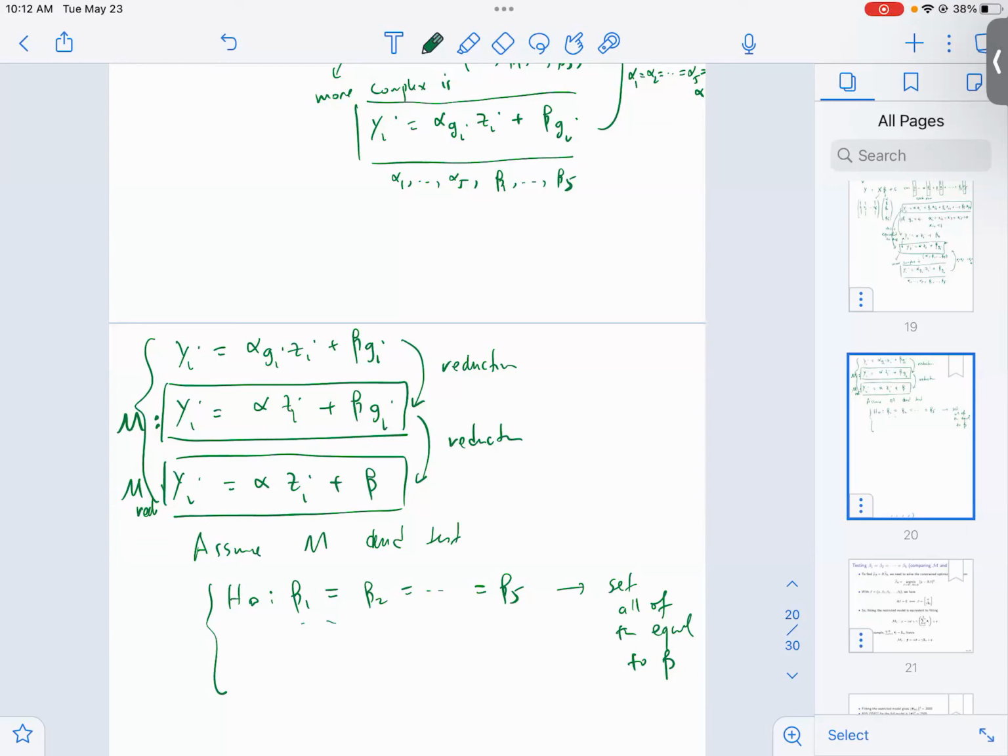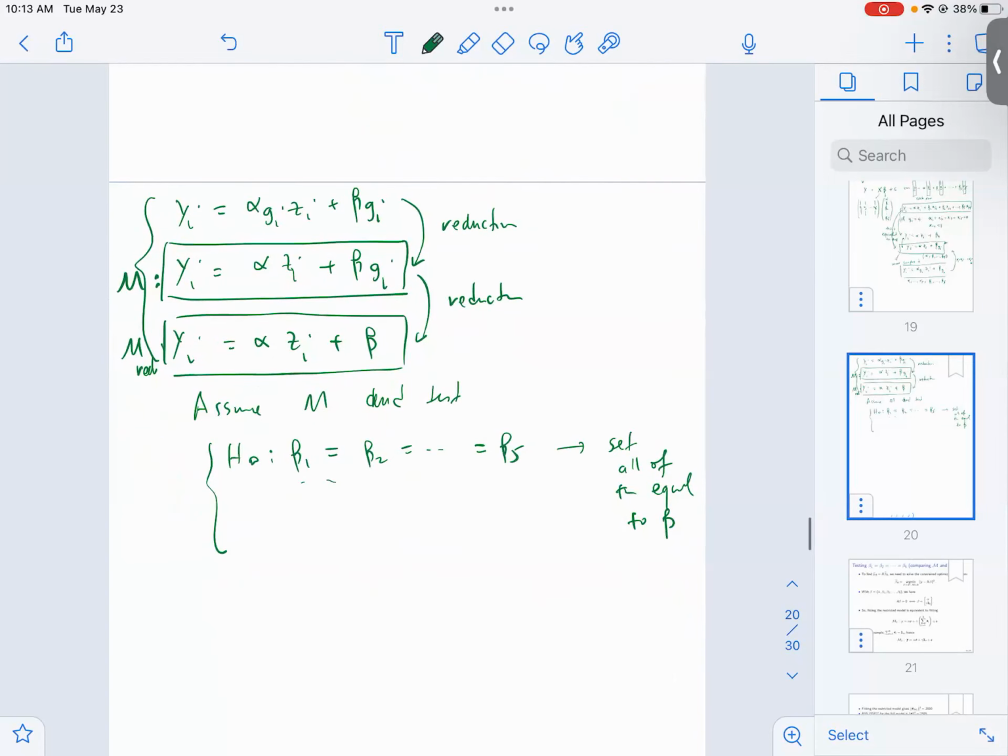So if I want to do this test, any questions first? How do we do this test? So I'm going to fit both models. So I get SSE of M and SSE of M reduced. So I can calculate the residual sum of squares, or SSEs. So then how do I perform the test? Can you tell me how to write down the F test statistic?